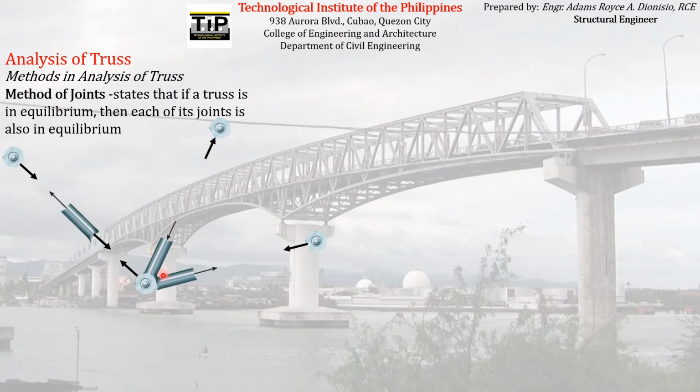And ganun din yung gawin natin dito sa member na to. Separate natin siya from being connected dito sa joint na to. Then again, may lalabas na internal force because we separated two connected parts. Pero paano yung direction dito? Yung internal force dito, para malaman mo, check mo to.